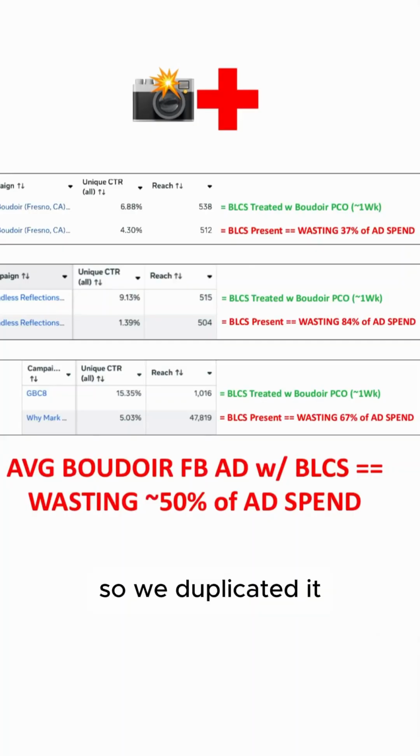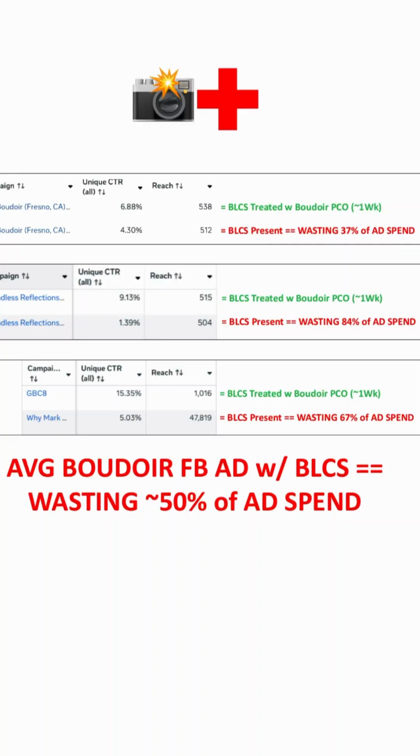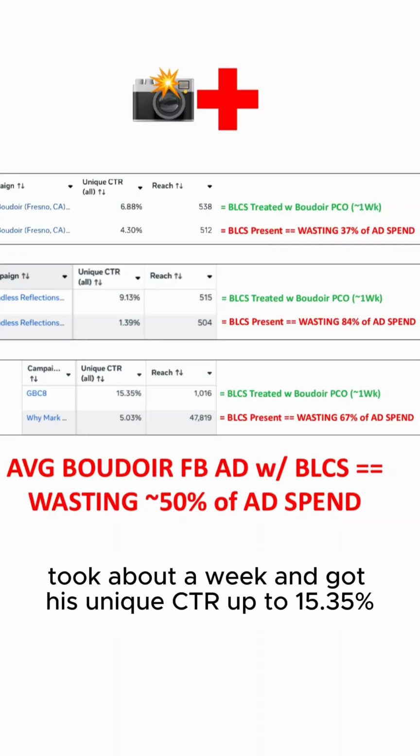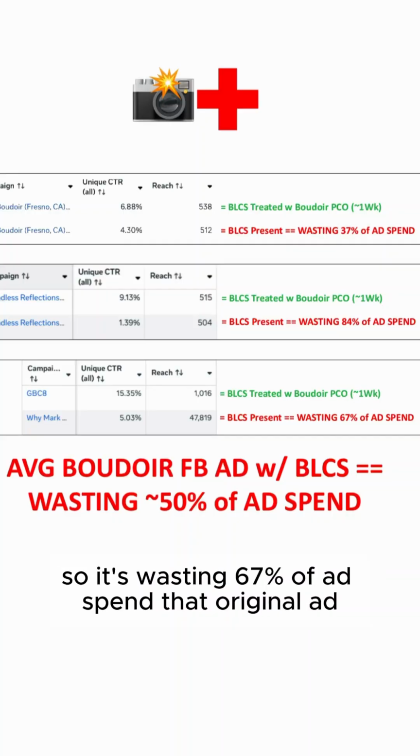So we duplicated it, did some extra, went extra hard on this one. Treated with Boudoir Pico, took about a week and got his unique CTR all up to 15.35%. So found out he was wasting 67% of ad spend on that original ad.